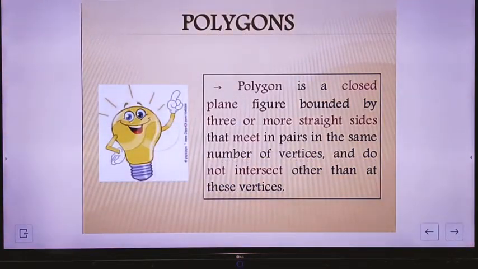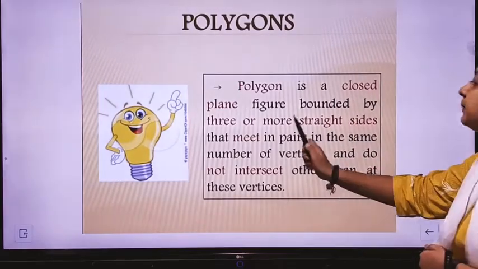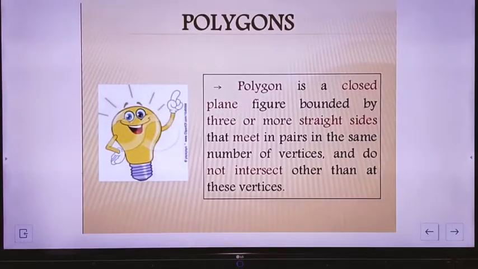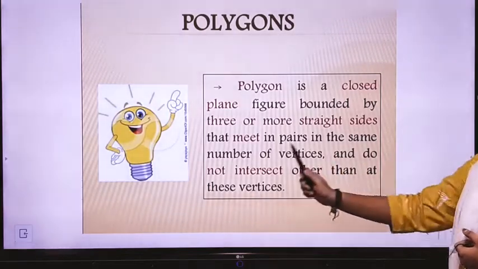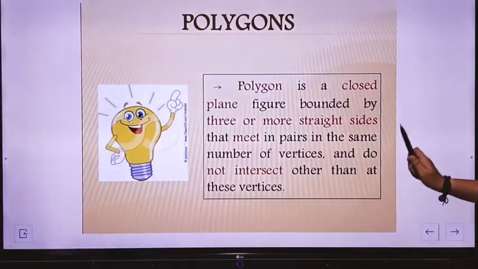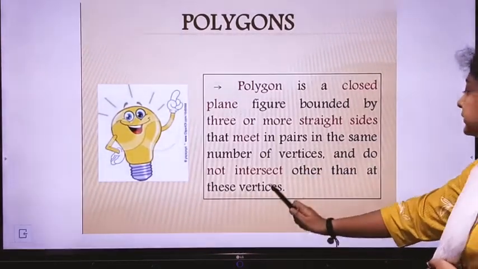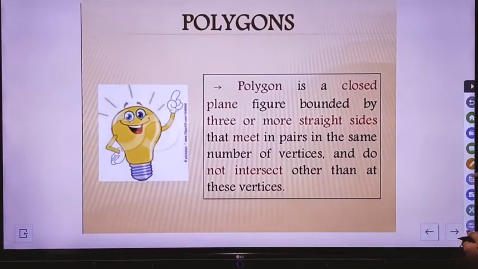Next, we have to talk about the polygons. You might have studied about the polygons in your junior classes. What is a polygon? A polygon is a closed plane figure bounded by three or more straight lines that meet in pairs in the same number of vertices and do not intersect other than at these vertices.